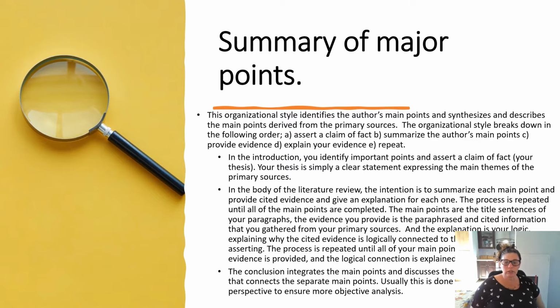In other words, you're going to make an argument of fact, a claim of fact, and support it with evidence, which is the paraphrasing from what the authors have to say. Then you're going to tell me in your own words why that is good evidence, why you think it's logically linked. And then you're going to repeat that for all of your main points. There should usually be 2 to 5 in a small research lit review like this.